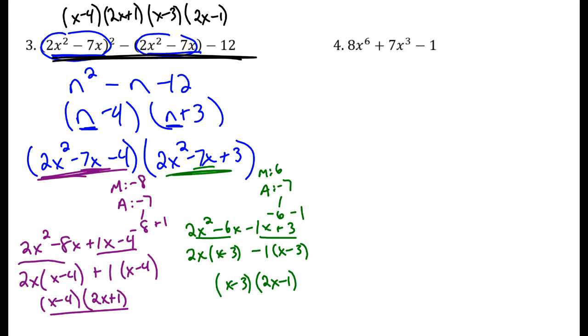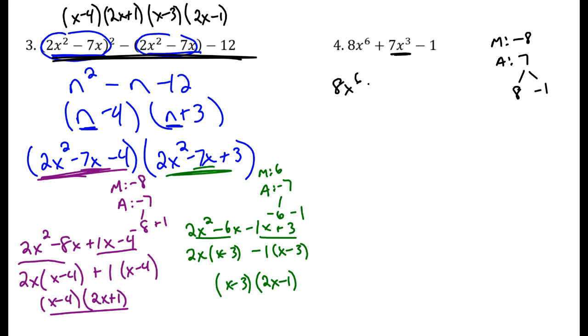I don't see any GCFs. I realize it's a trinomial, so I'm going to use the AC method. I'm going to ask myself what multiplies to a times c. What multiplies to negative 8 that adds to 7? Well, how can I split up 7? How about positive 8 and negative 1? So I split that middle term.